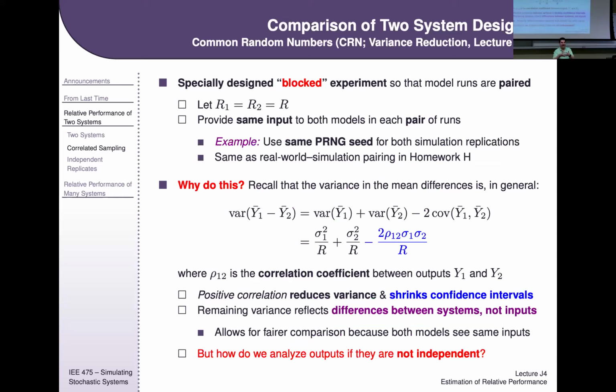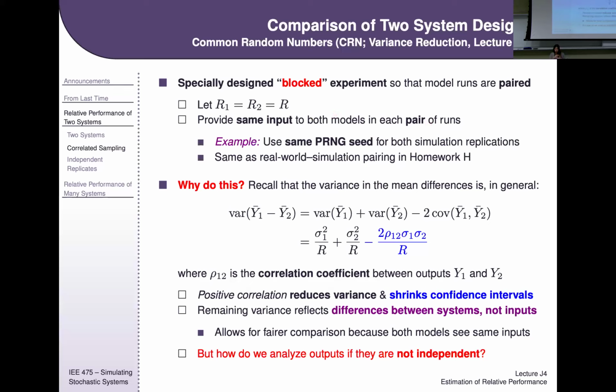So if you can pair your two systems together and run them with the same inputs, you can create blocks based on those inputs and take differences per block. That's exactly what you did in the first question of that homework H. And this idea here is basically the confidence interval version of the paired difference t-test. So we create the same number of replications per system. We use the same input for both systems to generate differences between the systems.